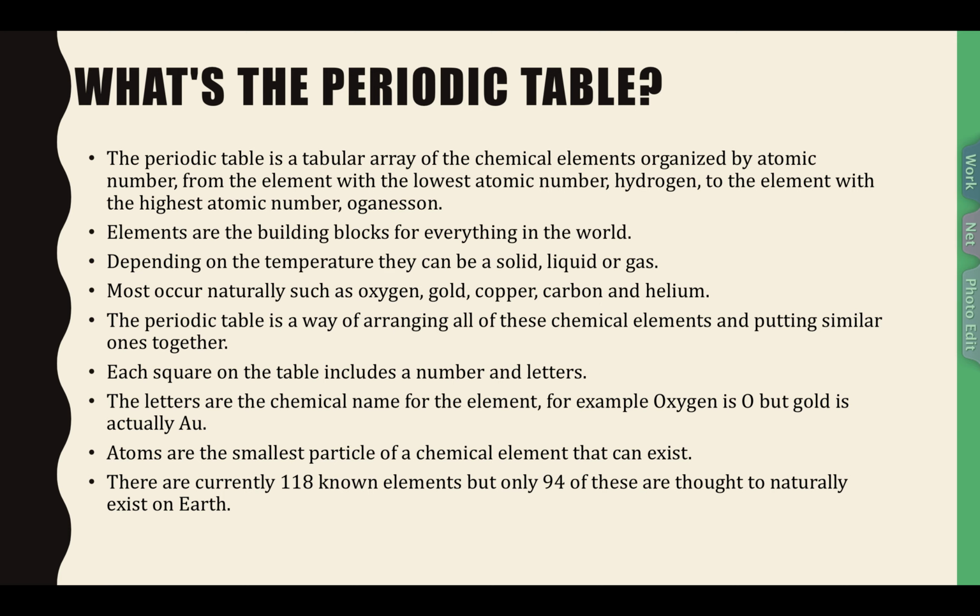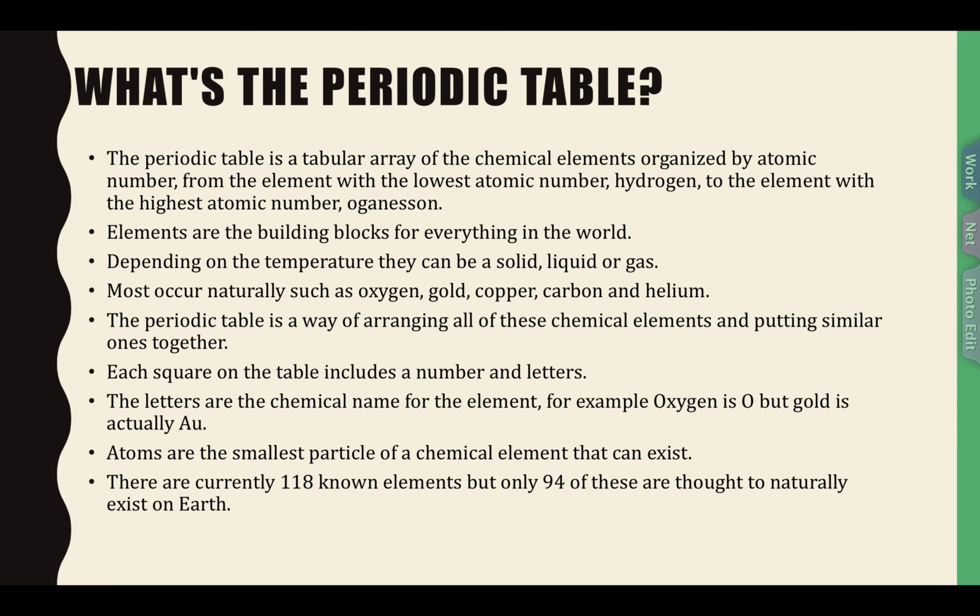Depending on the temperature, they can be solid, liquid, or gas. Most occur naturally, such as oxygen, gold, copper, carbon, and helium. The periodic table is a way of arranging all of these chemical elements and putting similar ones together. Each square on the table includes a number and letter.